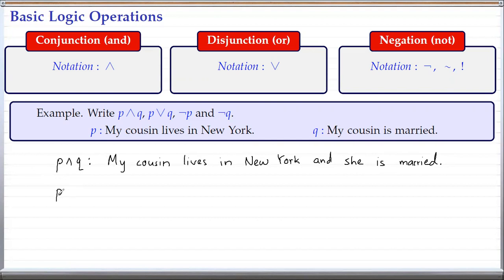Similarly for or, P or Q, I can say my cousin lives in New York or she is married.